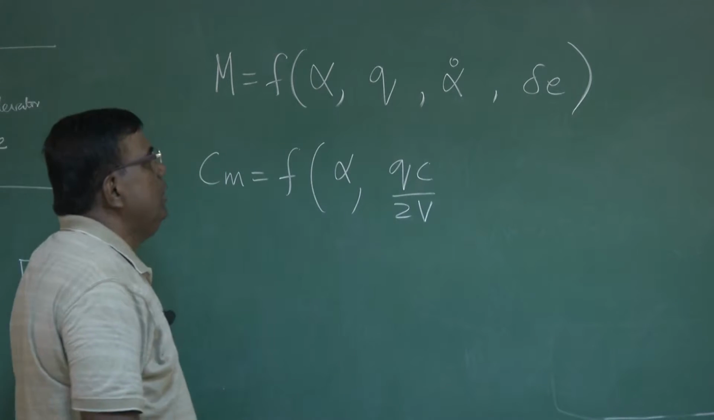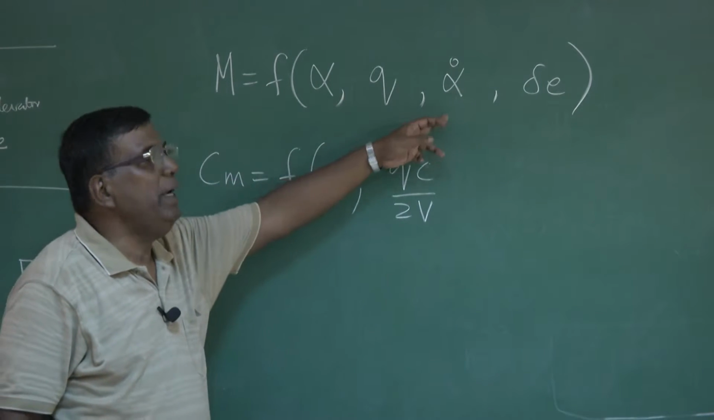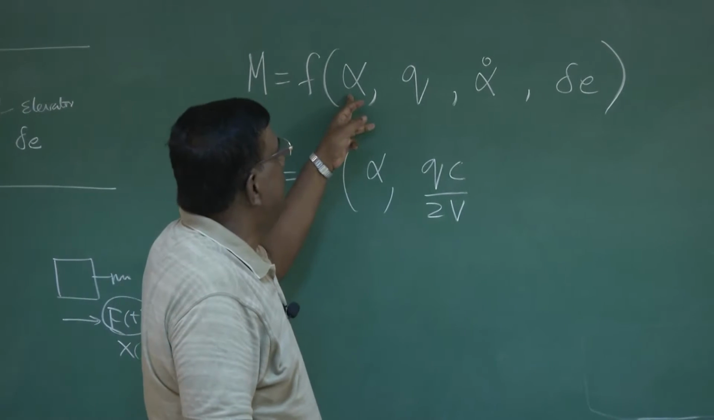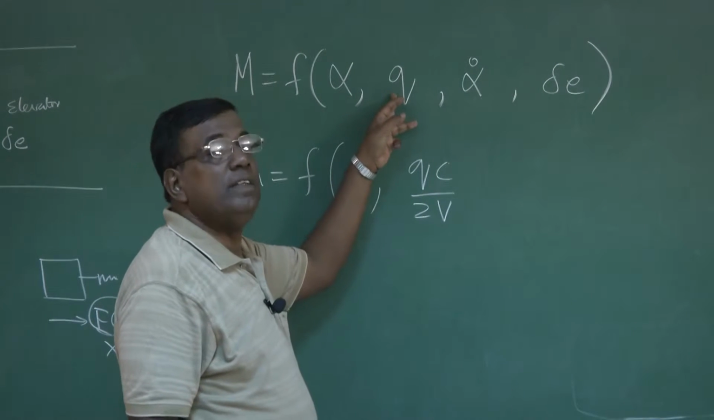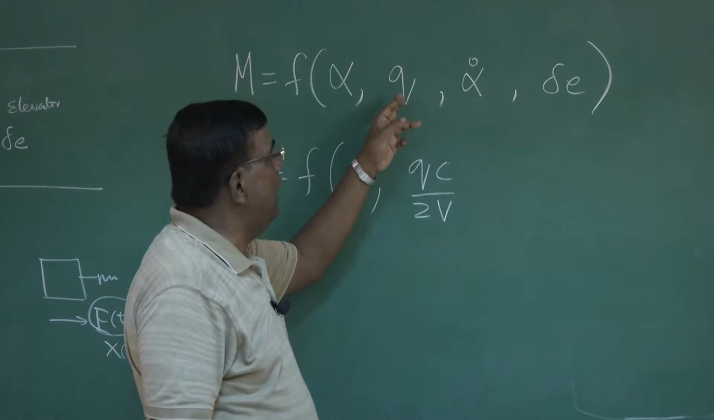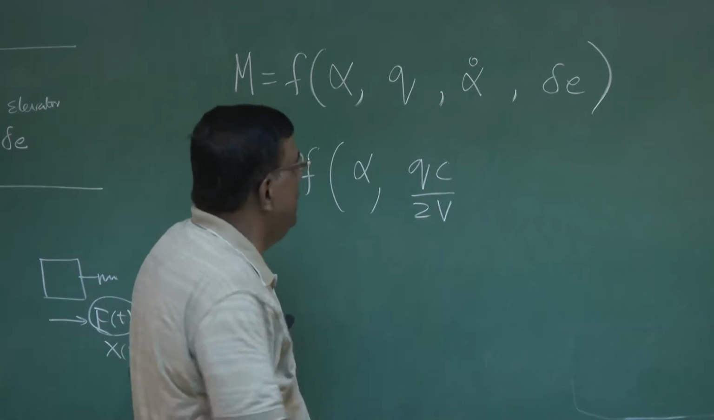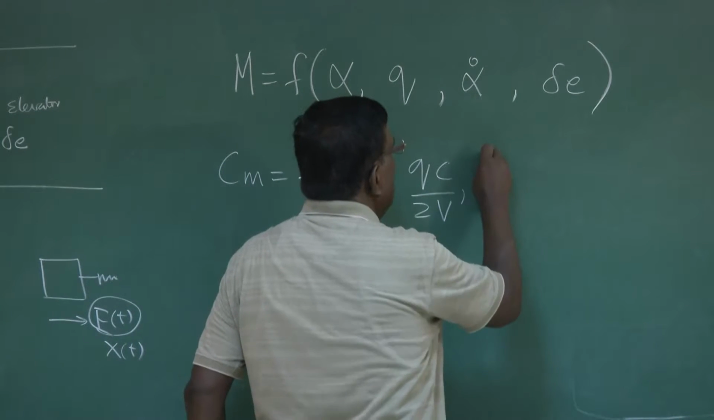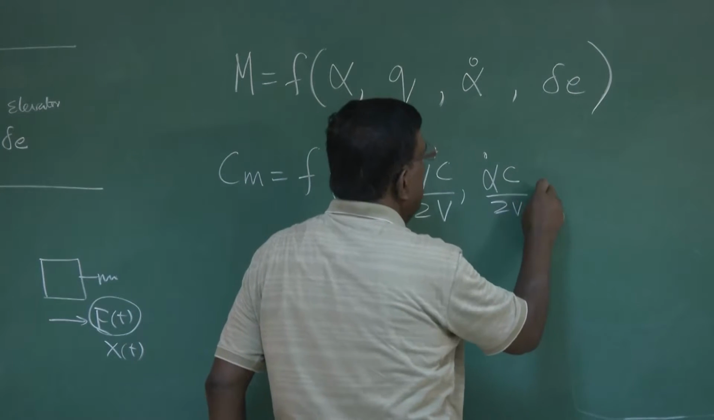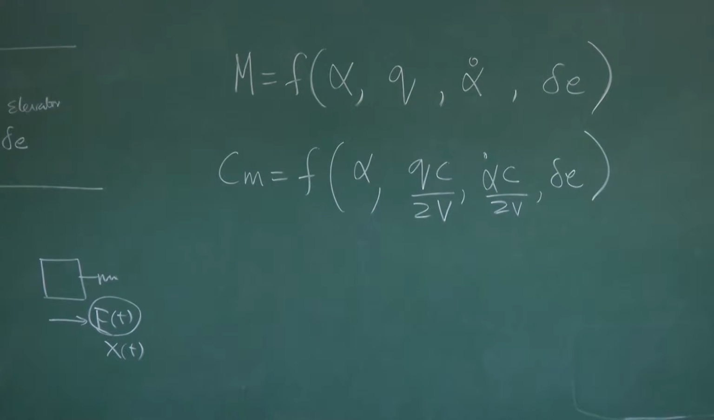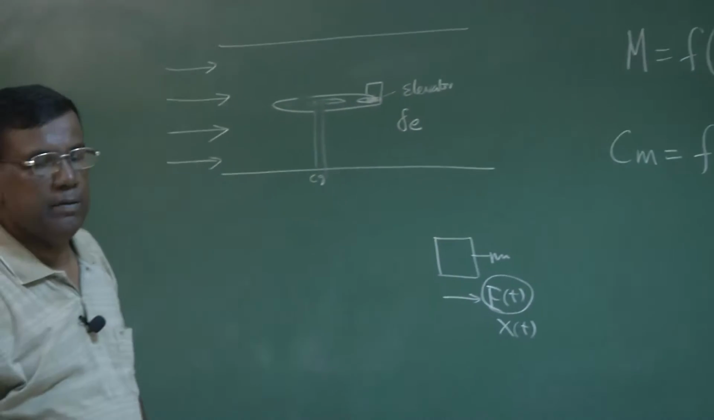Why? Because we want to keep this whole argument in non-dimensional form. You see, alpha is in radians, non-dimensional, but q is in radians per second, so it has a dimension. So we have changed q to qc by 2V to make it non-dimensional. Similarly, alpha dot also we will do like that. All these things you are familiar with, and those who need more clarification may follow my last lecture on aircraft stability.